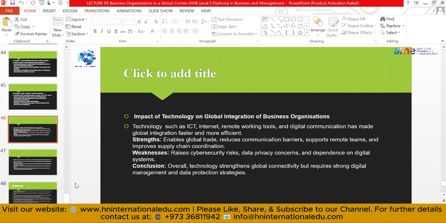Conclusion: overall, tech strengthens global connectivity but requires strong digital management and data protection strategies. So you have to take things side by side. Excellent software systems, they have a cost. That is, you need to again do a lot of spending on other systems for security, for safety.